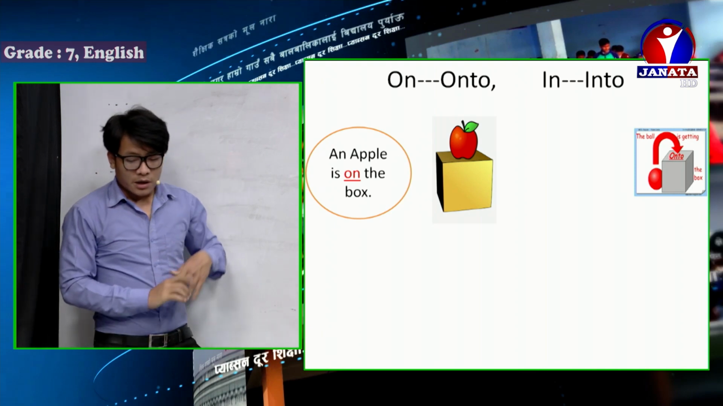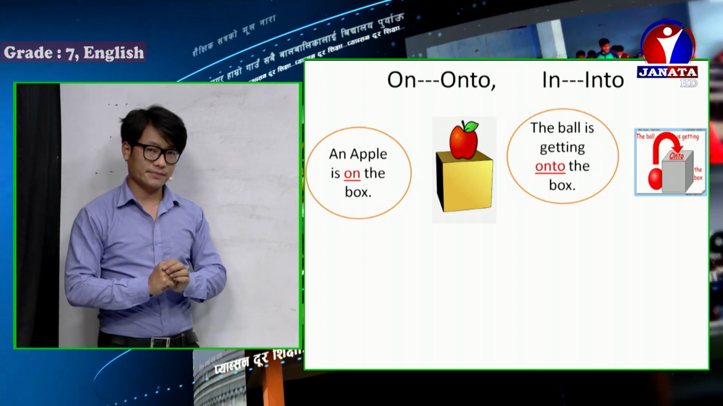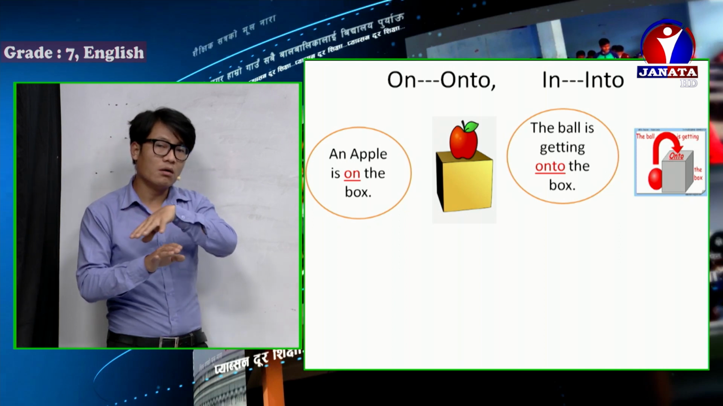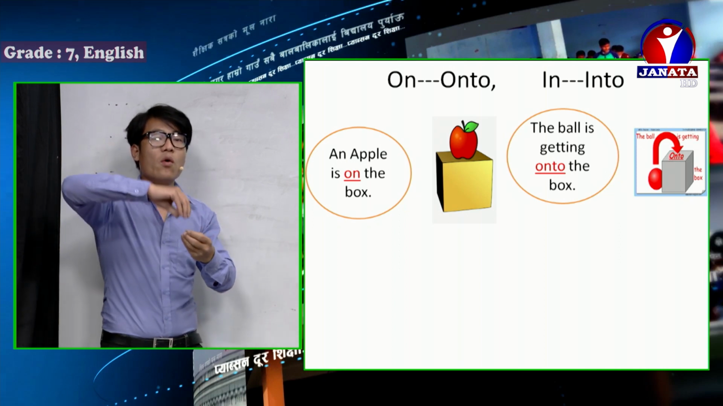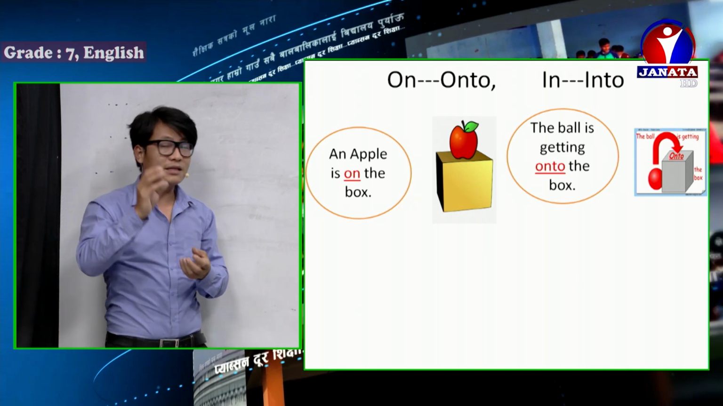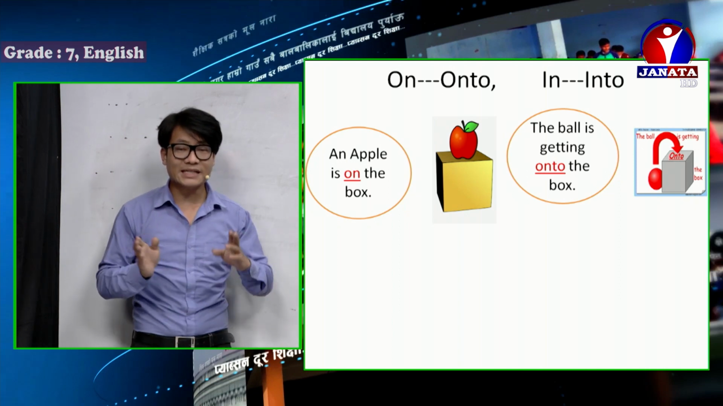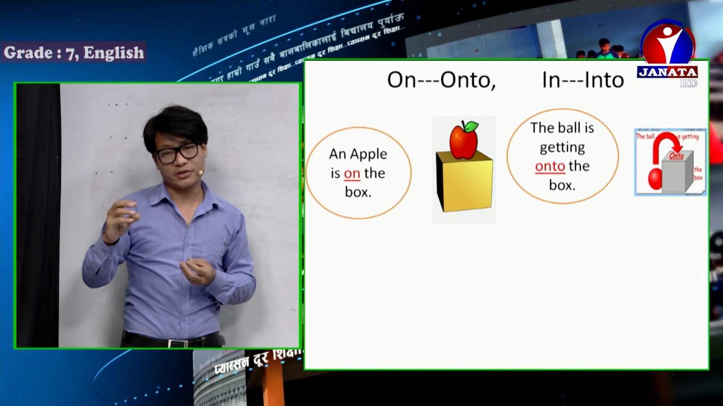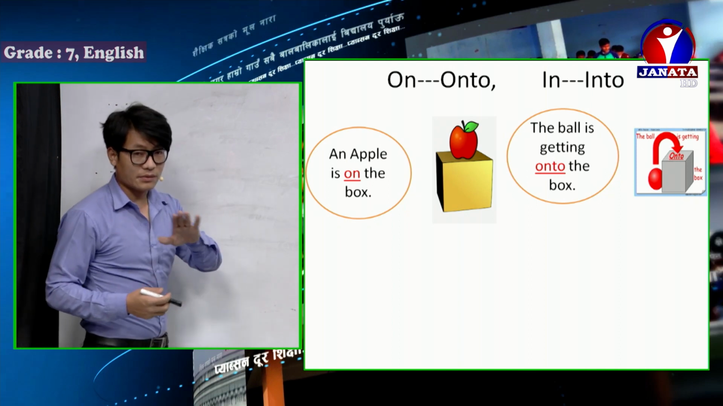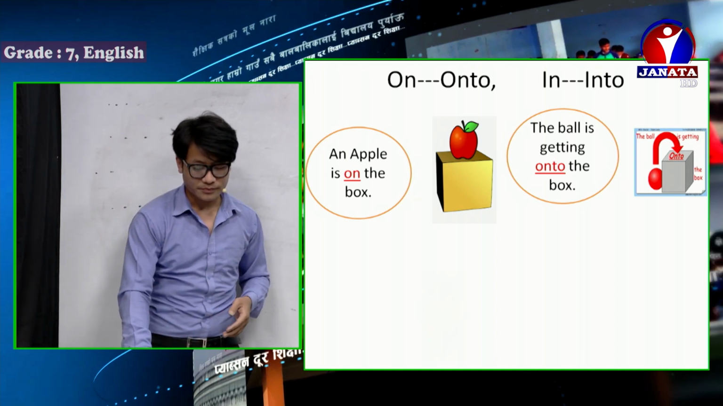So you can see here, the ball is getting onto the box. The ball has not already been on the box. It's going to be. So when there's a continuous action, then at that time we use the preposition onto. The ball is getting onto the box. Let me give you an example here, but I will give it later. First of all, let me show you in and into, then it will be easy.